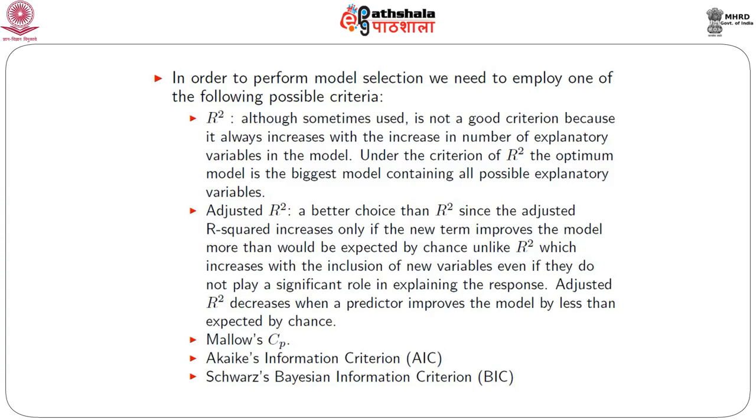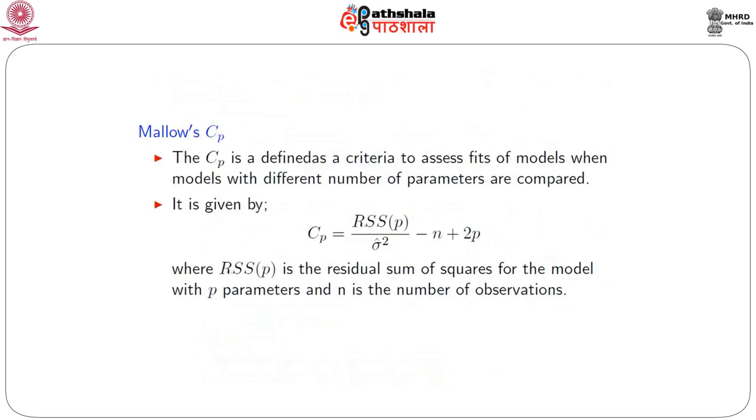We will see later on how the mathematical form of adjusted R square actually explains how adjusted R square is a better choice than R square. Then the third criteria that we can use is the Mallows CP criteria, and then we have Akaike's information criteria, or most commonly known as AIC, and Schwartz Bayesian information criteria, or commonly known as BIC. Now let us first focus our discussion on Mallows CP criteria.